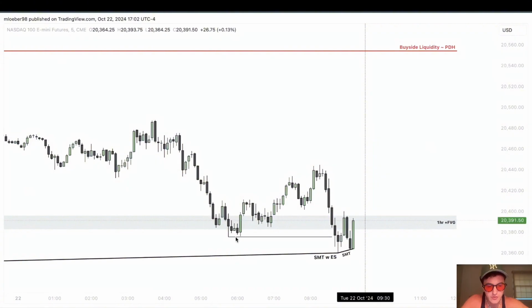On our M5 chart going into the trading day before equities open, we have a run of short-term lows here. This honestly looks like a power of three move, an accumulation, manipulation before equities open to a potential distribution higher.